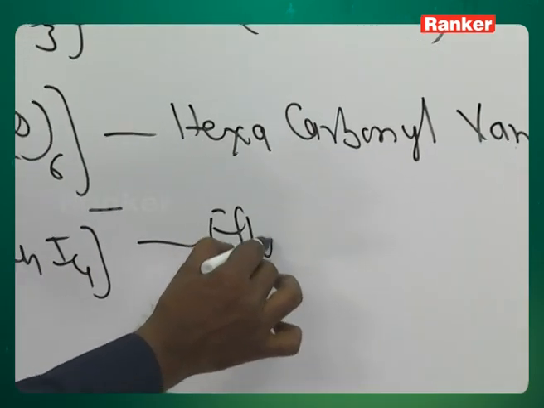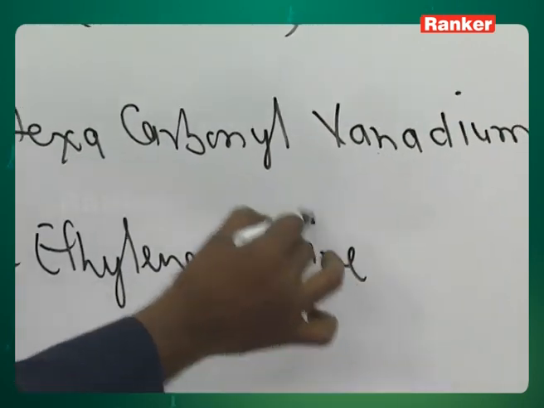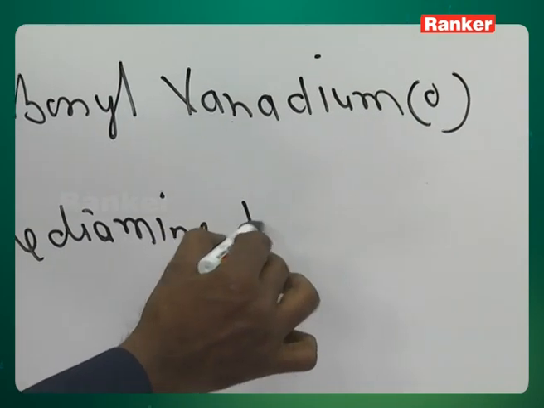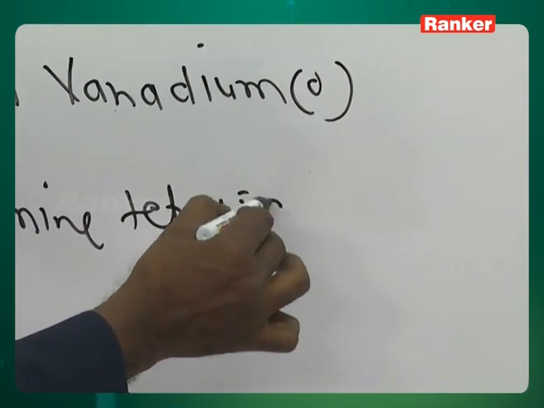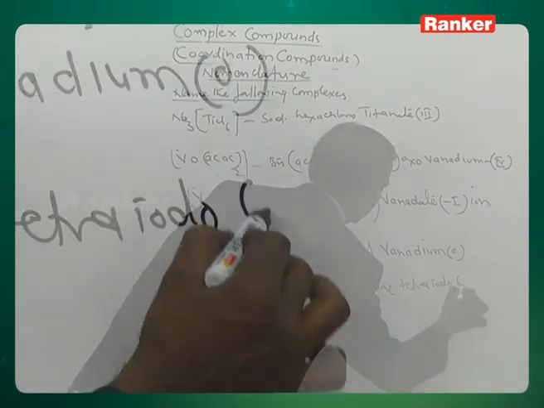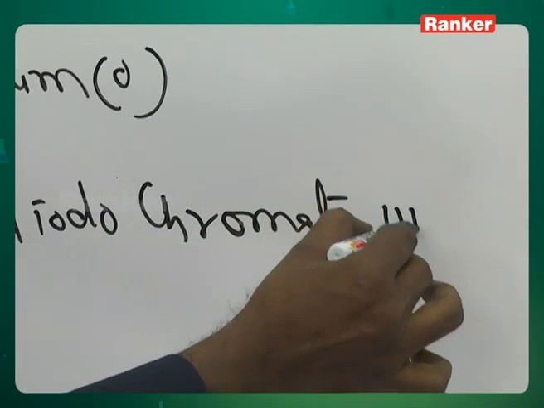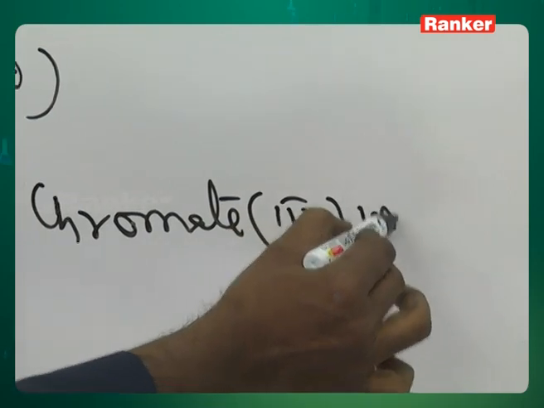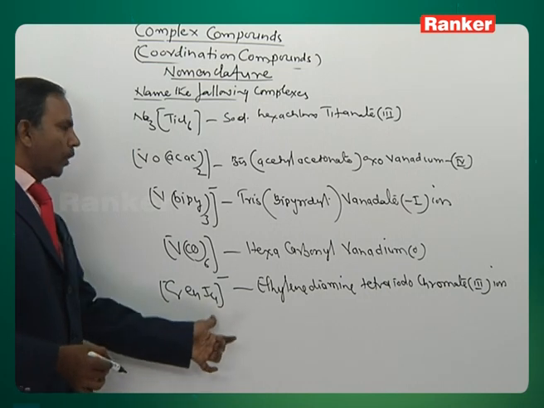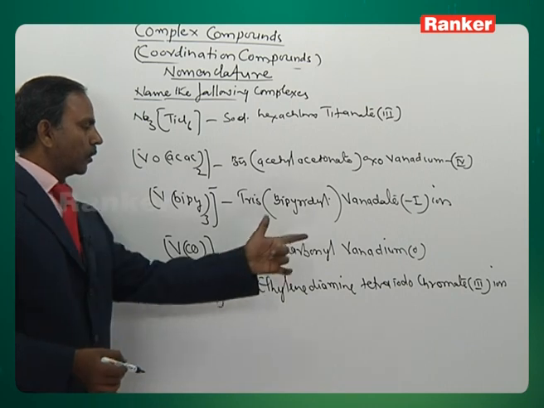Next, ethylenediamine, it is anionic again. Ethylenediamine, tetraiodo, chromate(III) ion, as it is carrying the charge. So ethylenediaminetetraiodochromate(III). Why are we adding ate? Because it is an anionic complex, therefore chromate(III).